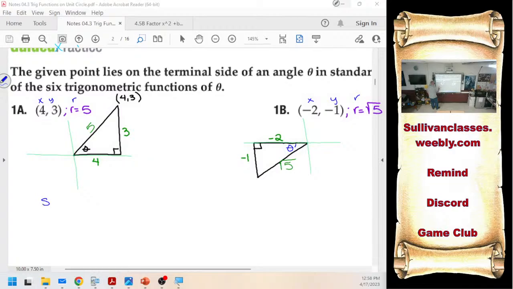So we're going to have sine, cosine, tangent, cosecant, secant, and cotangent.